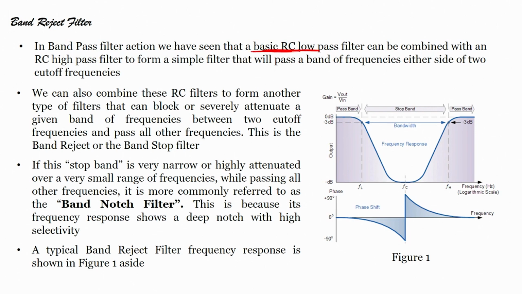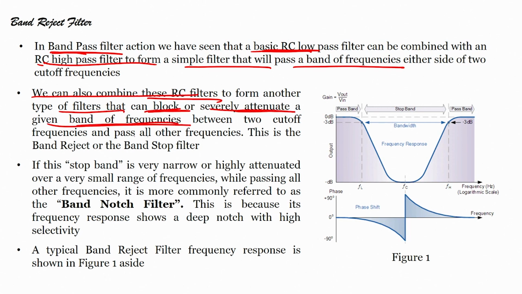We have seen a basic RC low pass filter combined with an RC high pass filter to form a simple filter that will pass the band of frequencies either side of two cutoff frequencies. This we have seen in the case of the band pass filter. But we can also combine these RC filters to form another type of filter that can block or severely attenuate a given band of frequencies between two cutoff frequencies, and this is called your band reject or band stop.